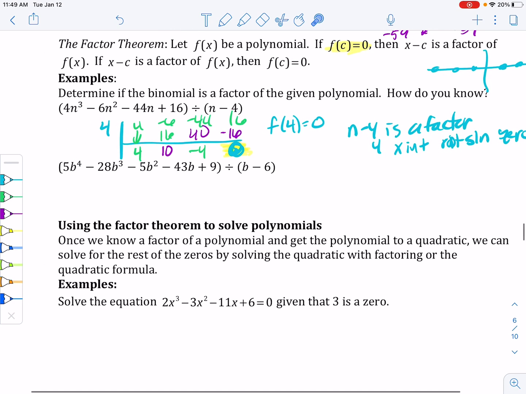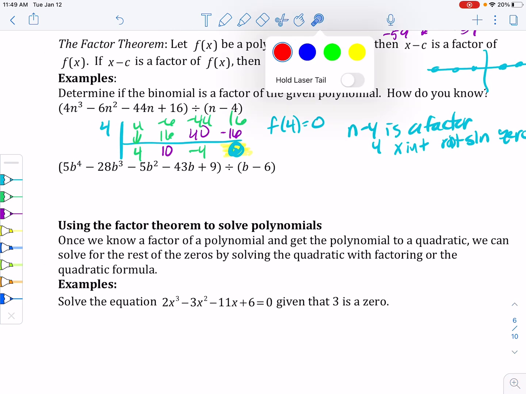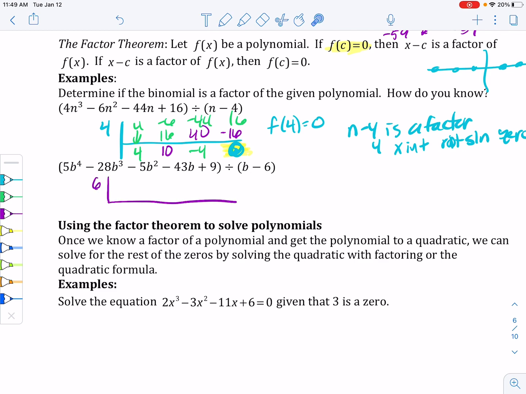So we're going to try on this one. So I have this as b minus 6, so it's the x value, or in this case b, plus or minus a number, so I have to change the sign. So this goes to positive 6. I check my polynomial, 4, 3, 2, 1, none. I haven't skipped any powers, I'm in descending order, so 5, -28, -5, -43, and 9.